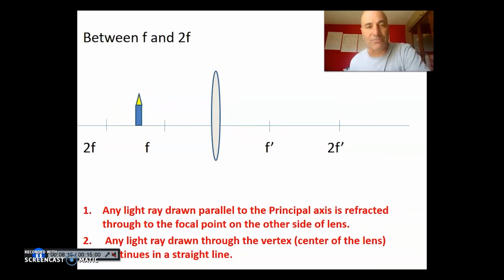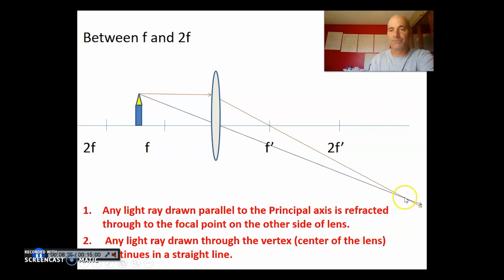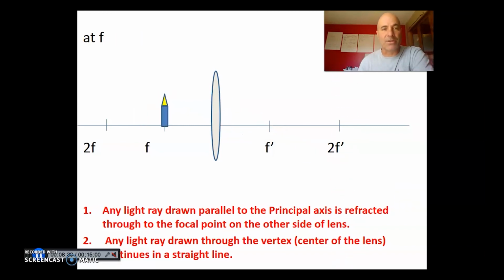Okay, between F and 2F, parallel to the focal point, right through the vertex, and we can see way over here is where they meet, and you get the larger inverted image. Okay, it's larger. Then at F, this is where we get no image formation.